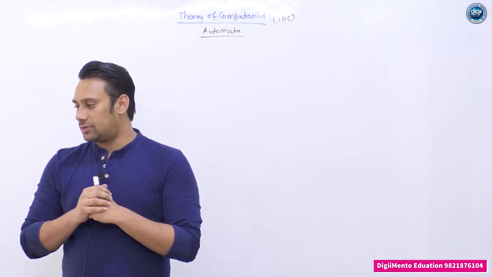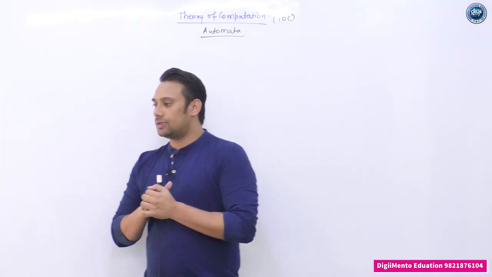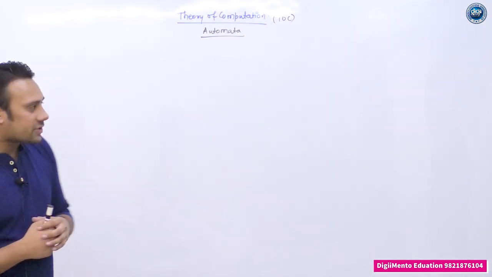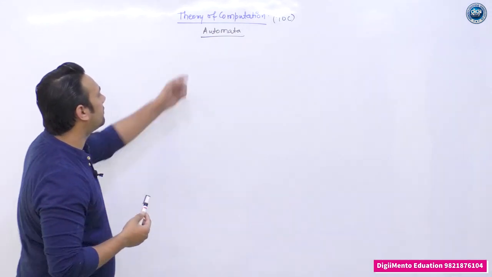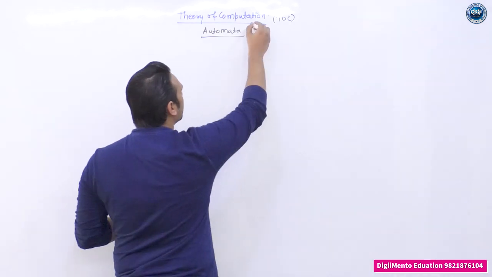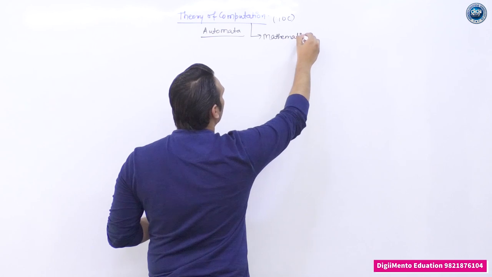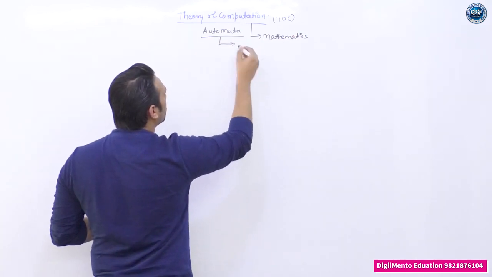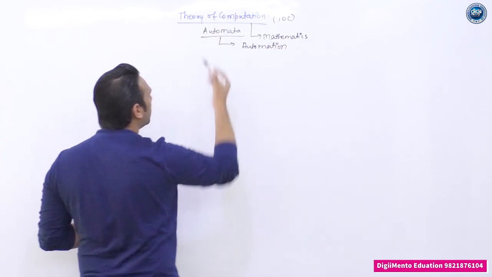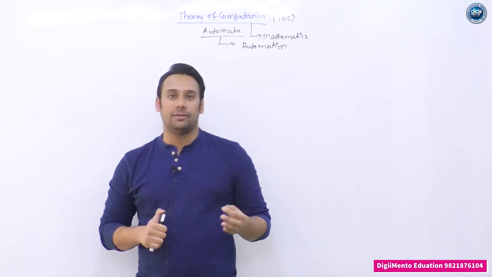So what is theory of computation? Dekho yahan par we have two words, one is theory and second one is computation, and this computation is mostly related to mathematics. Okay, and this automata is related to automation. And I think you already know the meaning of the word theory. आप सभी को theory का meaning already पता है.